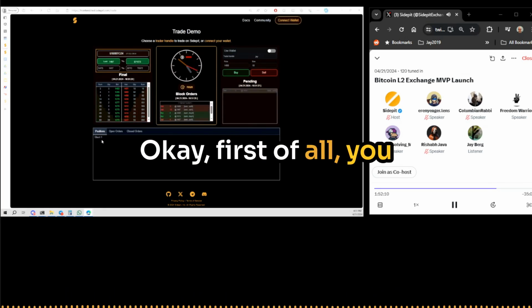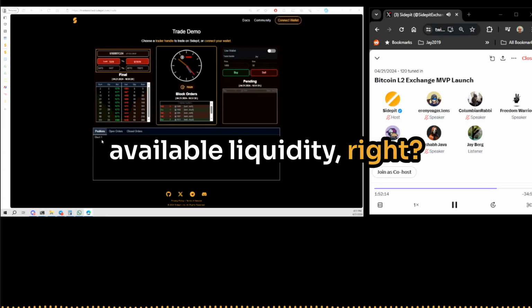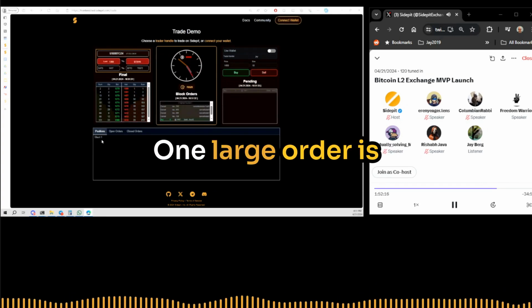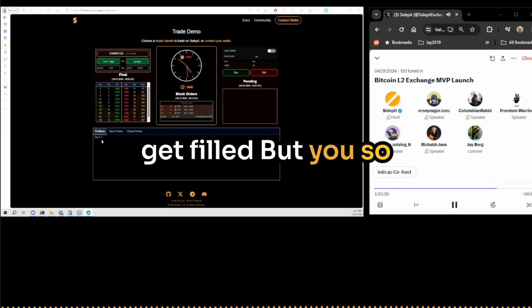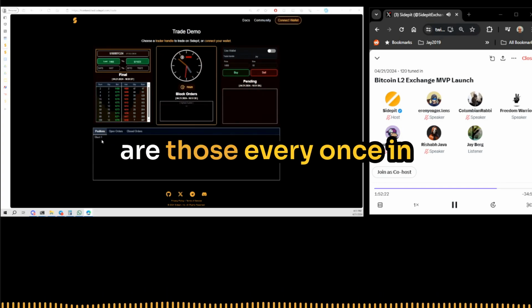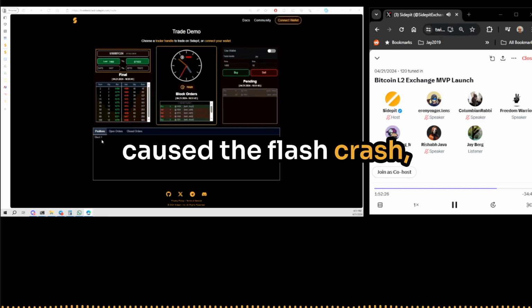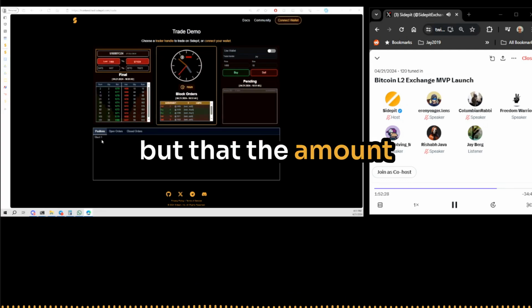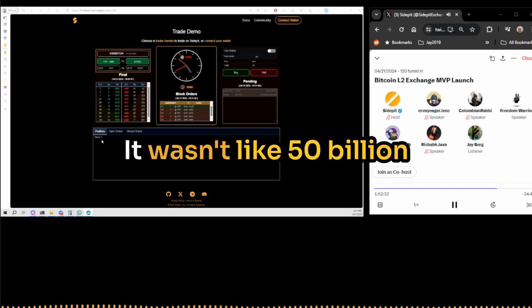Okay, first of all, you should not send an order larger than available liquidity, right? So there are 2 types of large orders. One large order is something that should get filled, but what we're solving for are those other ones. Every once in a while, there's a large order on Coinbase that causes a flash crash, but the amount was not a large amount. It was like 50 million or even 5 million, right? It wasn't like 50 billion.